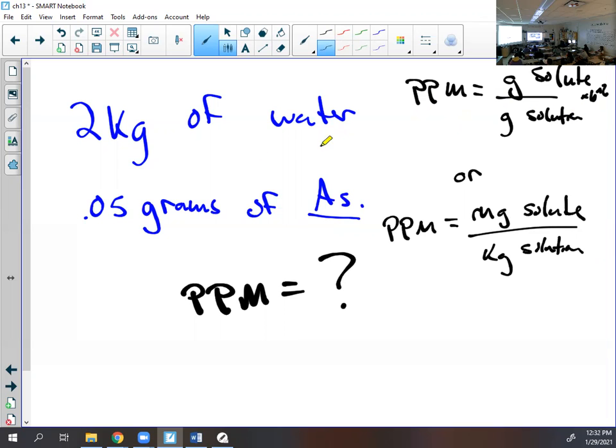So I could take 0.05 over 2,000. Why 2,000? Because I have to multiply by 1,000 to convert. All right. And then I multiply that by 10 to the sixth. And I get what answer? 25. All right, 0.0025?